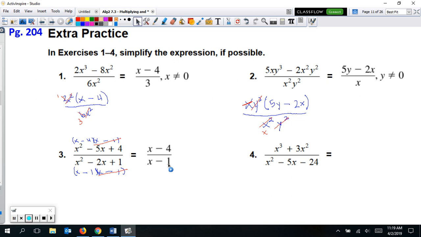Now, since we can obviously see that x cannot be 1, otherwise that makes that a 0, we don't have to say that if it's in the answer. If we go back to the problem, there's nothing else that x can't be. This one that we canceled out was also 1, so we don't need to say anything on this one as far as what x can't be, because we already see it from the answer. Okay, number 4.